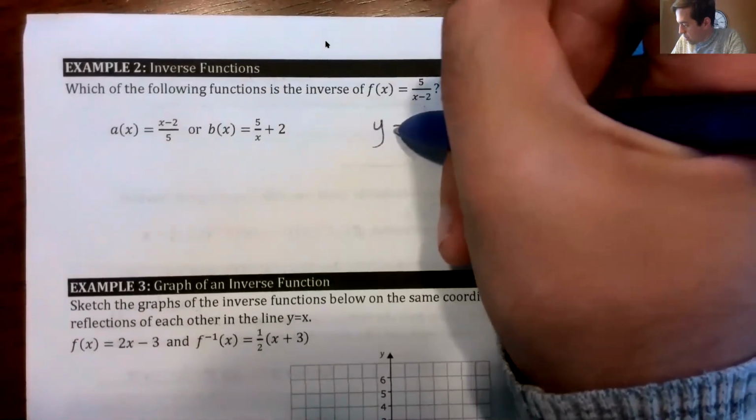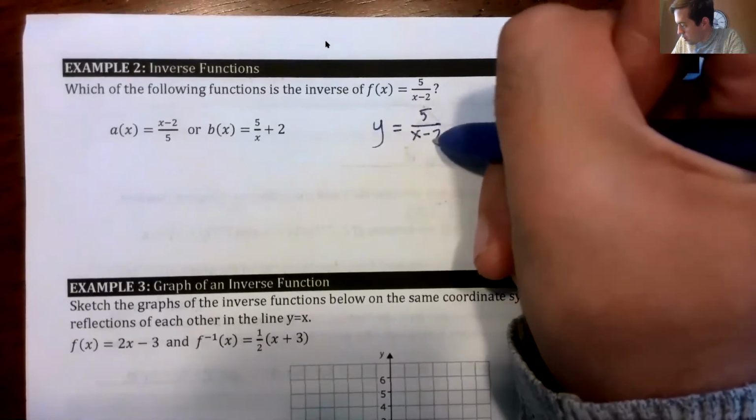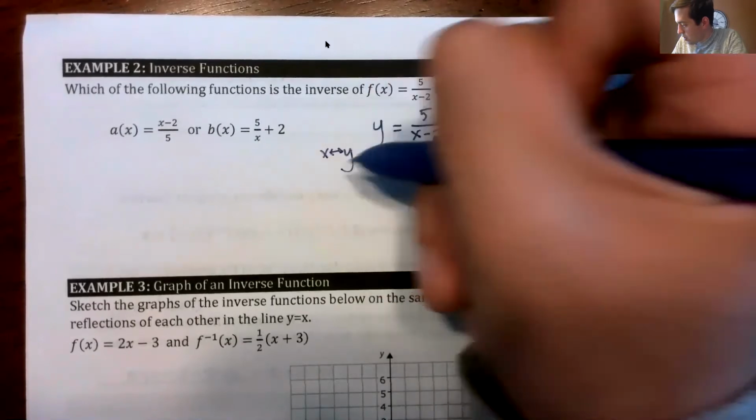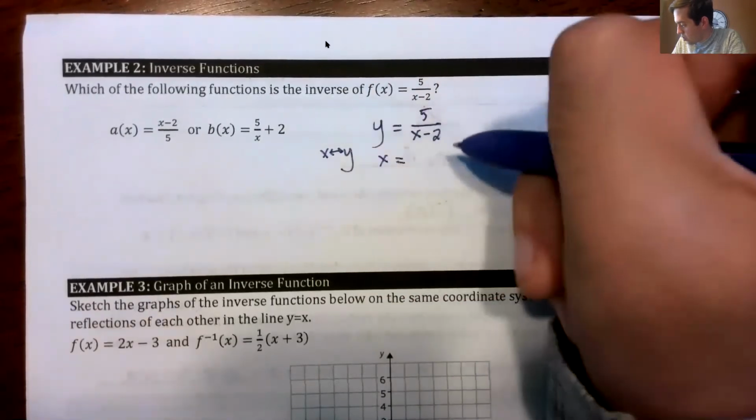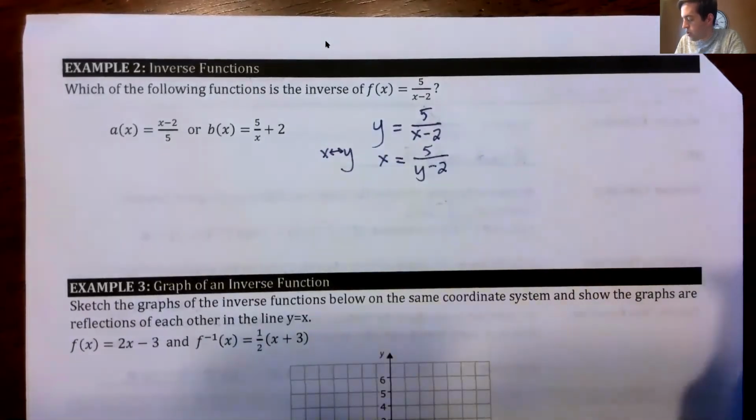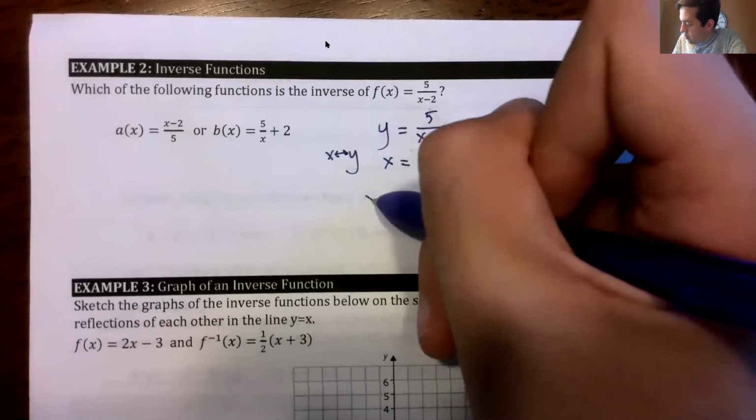So we change f of x to y, and we're just going to switch the x and the y. So we get x equals 5 over y minus 2. Now we try to solve for y. So I'm going to multiply the y minus 2 to the other side.